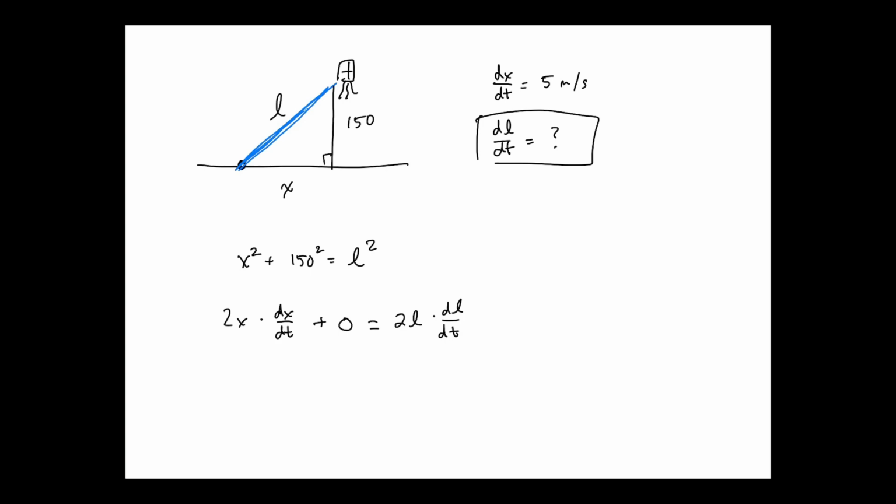So do we know what L is? Reread the problem. Yeah, we're interested in the point of time when L is 250. Great, we know L. Do we know dL dt? No, but that's what we're solving for, so that's okay. Do we know dx dt? It's 5. Great. Do we know x? We don't, do we? But we could solve it, exactly.